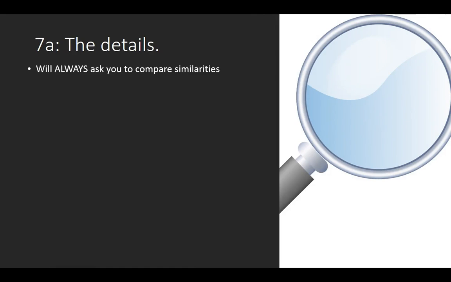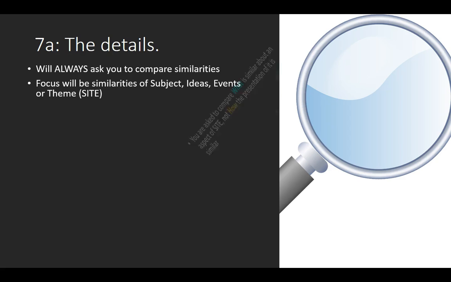As I've said previously, it's always going to ask you to compare just the similarities. So you are only looking for what is the same about the way that these writers, these two texts, are presenting a common theme, an idea, or an event. The focus of the question will be similarities of sight. So you might get the subject named in the question, you might get a key idea, a main event, or a key theme that appears in both of the texts. Okay, so it's always going to be one of the big things, an element of sight that you're going to be asked to look at.